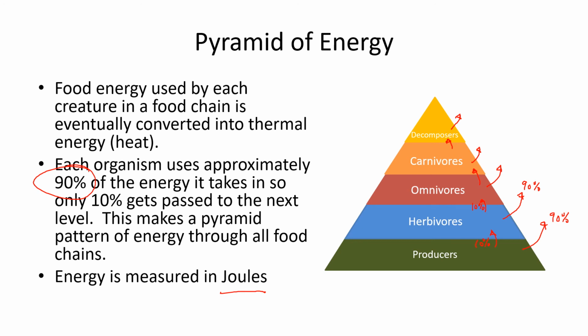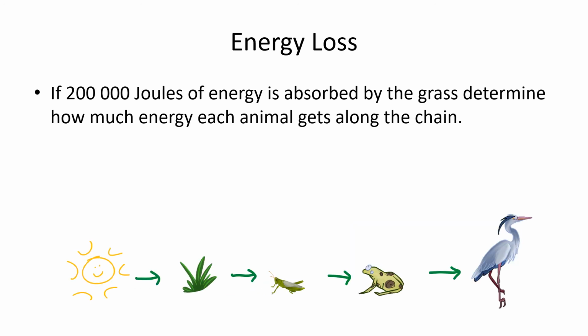And so let's look at an example. All right, so here we have our good old food chain, and we're given the parameter that 200,000 joules of energy is absorbed by the grass. So the grass has 200,000 joules that it absorbed from the sun and turned into glucose. So as the grass grows and lives and does all the things that grass does, it's going to use up 90% of that. And only 10% will get passed on to this grasshopper, which would be 20,000 joules.